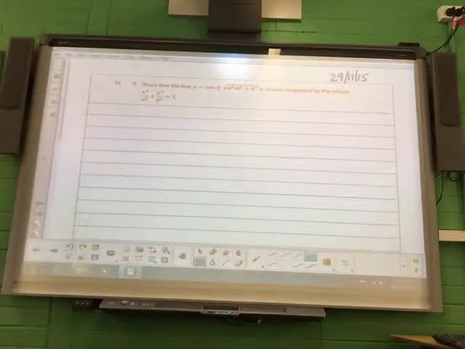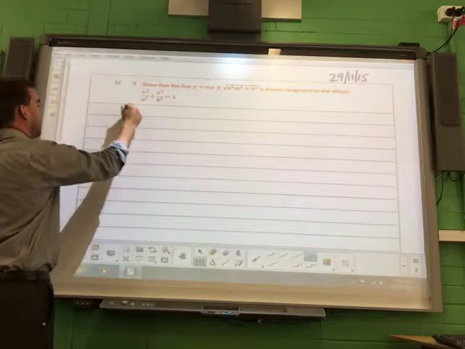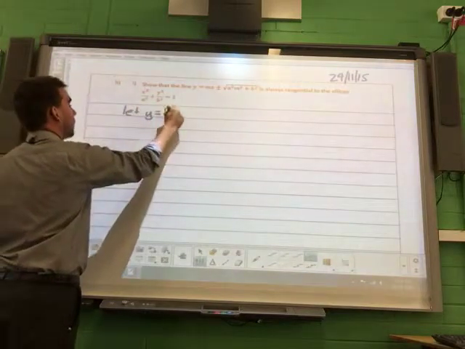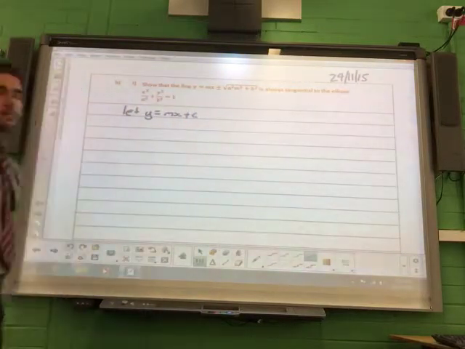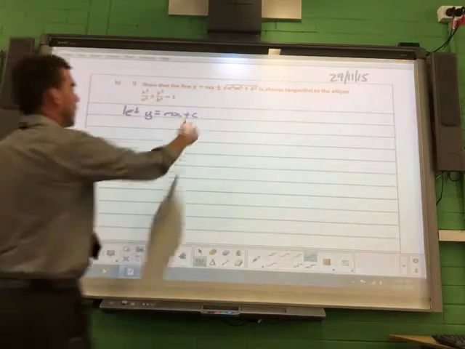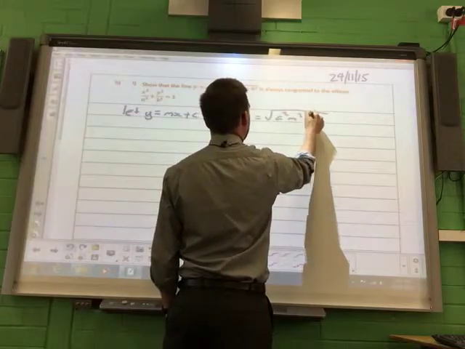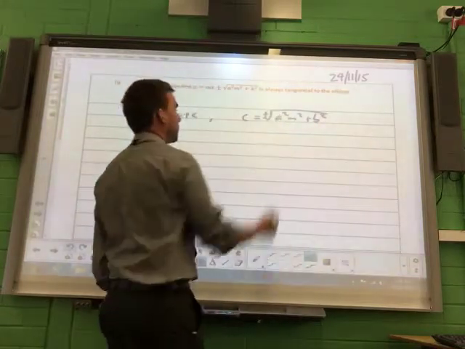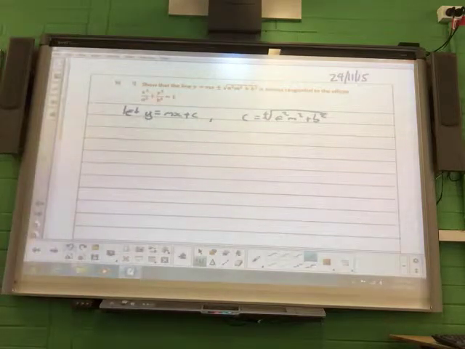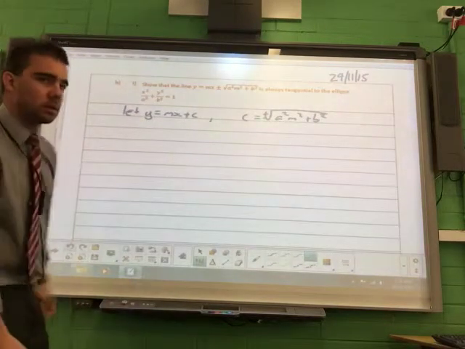So the first thing we need to do is show that the line y equals mx plus or minus the square root of a squared m squared plus b squared is always the tangent to the ellipse of x squared over a squared plus y squared over b squared equals 1. So, we're going to let y equals mx plus c, with c going to equal the square root of a squared m squared plus b squared, plus minus of course. What I'm doing is just making life easier later on.